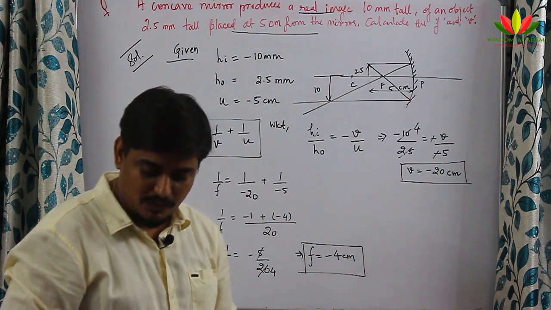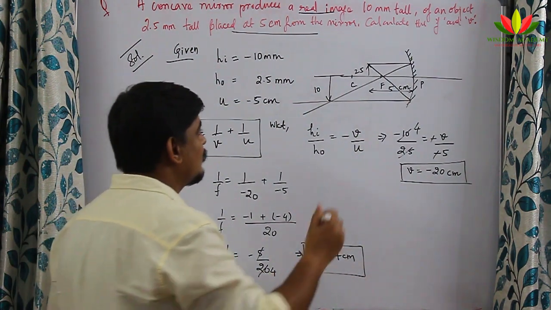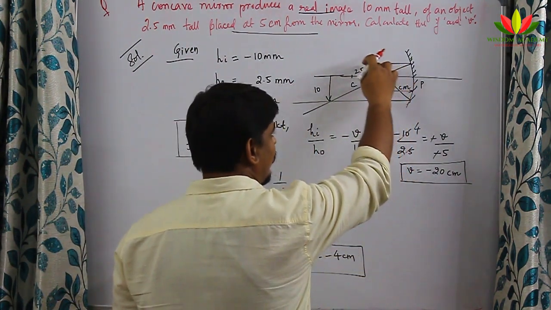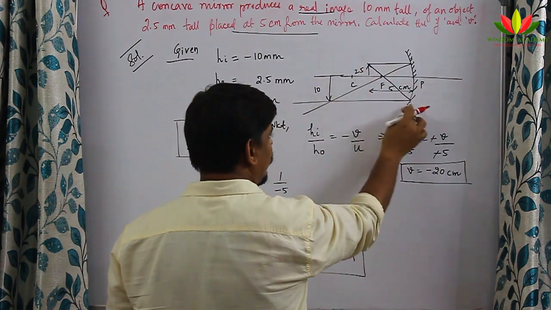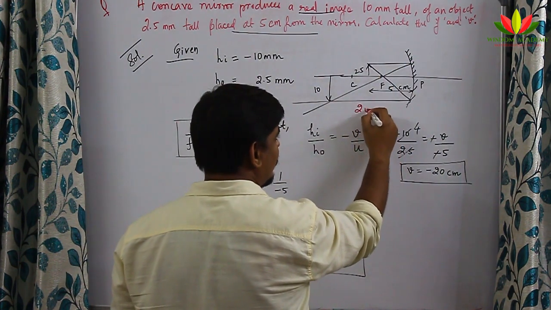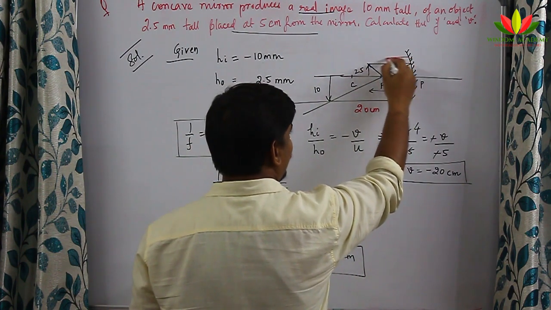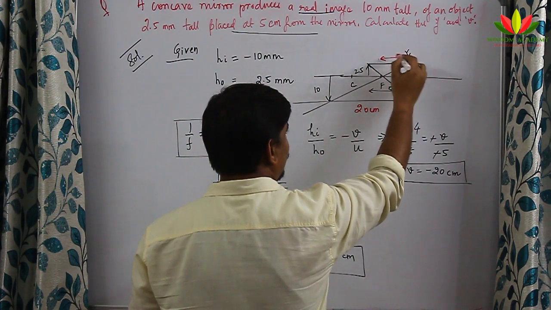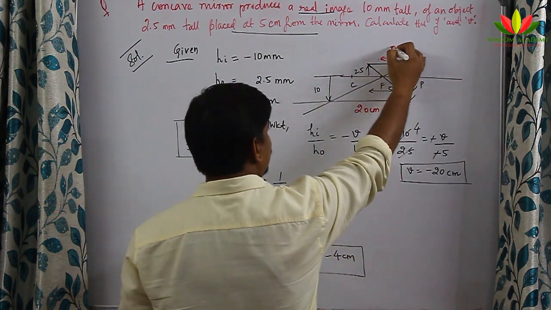So what we came to know? We came to know that in this question, this was the given data. Now this value is given, this value you have found and this came to be 20 centimeter, and this is the value of f that you have found and that has come to be 4 centimeter.